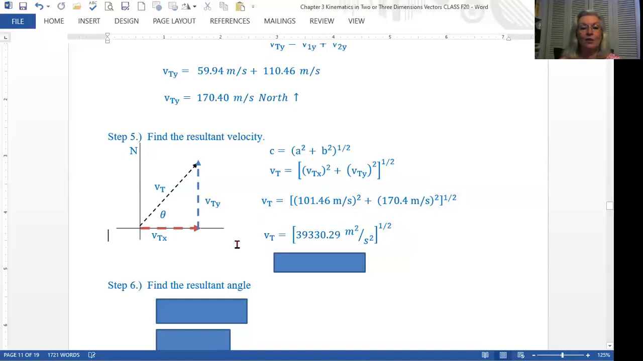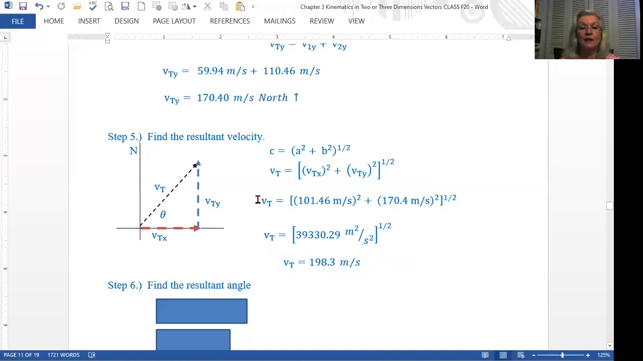So I got 39,330.29 meters squared per second squared. And we still have to take the square root of it. And when we did, I got 198.3 meters per second.